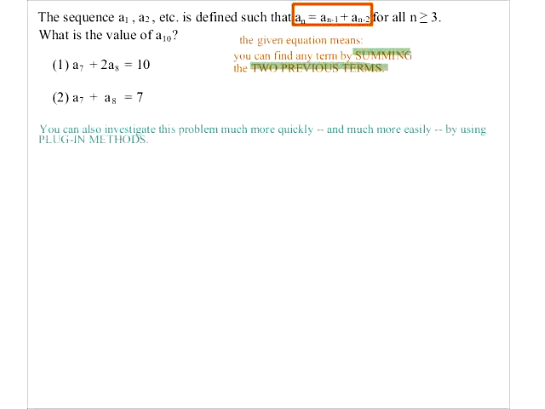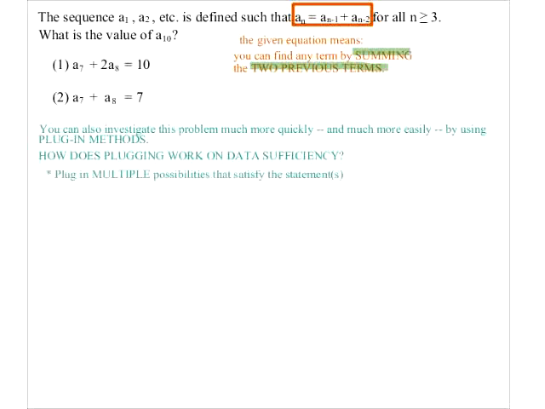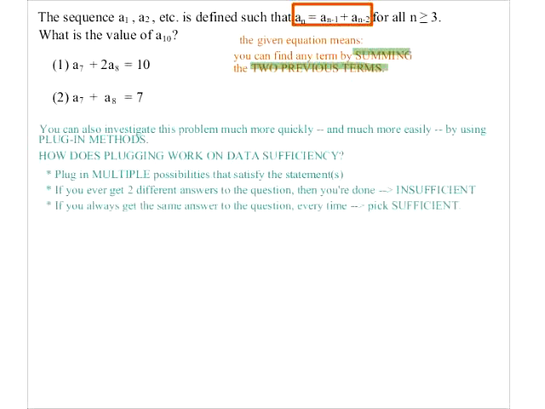Okay, here's how plugging in works on data sufficiency. The way it works is like this. You have to plug in multiple possibilities that satisfy the statement. And then if you ever get 2 different answers to the question, then you're done and it's insufficient. And if you always get the same answer to the question every time, then you basically just give up and you pick sufficient. So let's try this.